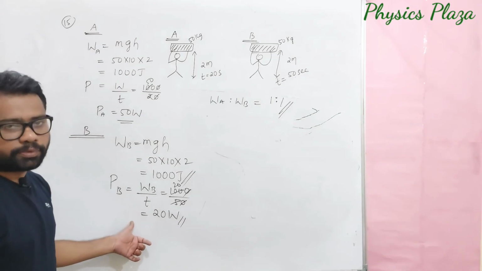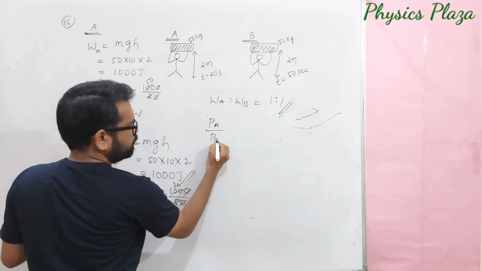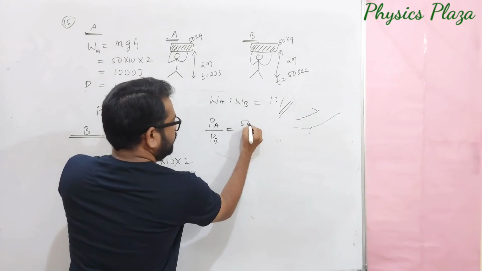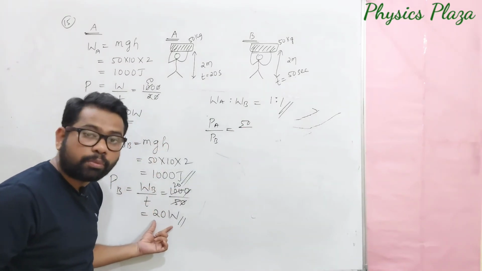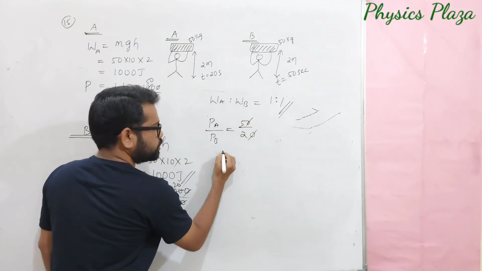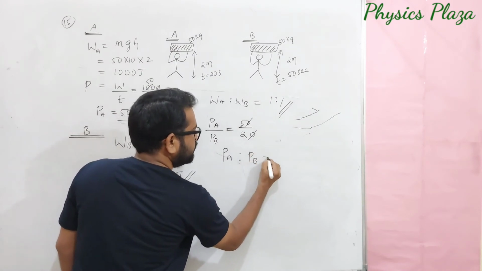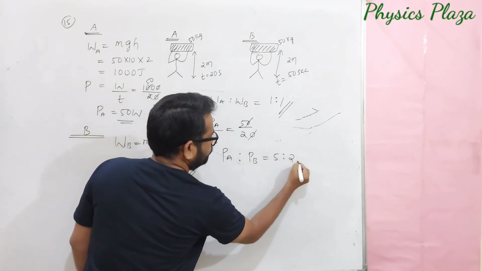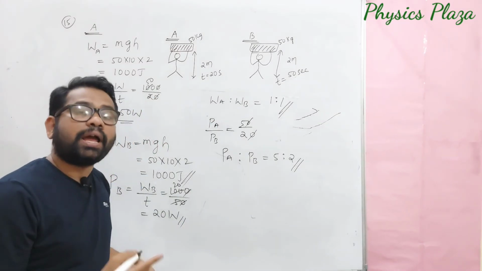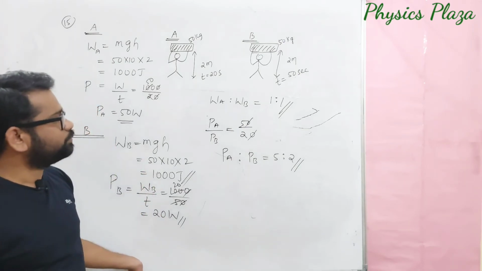But what about power developed? Children, power spent by person A by power spent by person B is equal to, here we got 50 and here we got 20. So 0, 0 cancel. So the ratio of power spent by person A and person B is 5:2. So this is how we can calculate the ratios of work done and power spent by both persons. Okay children, copy it.